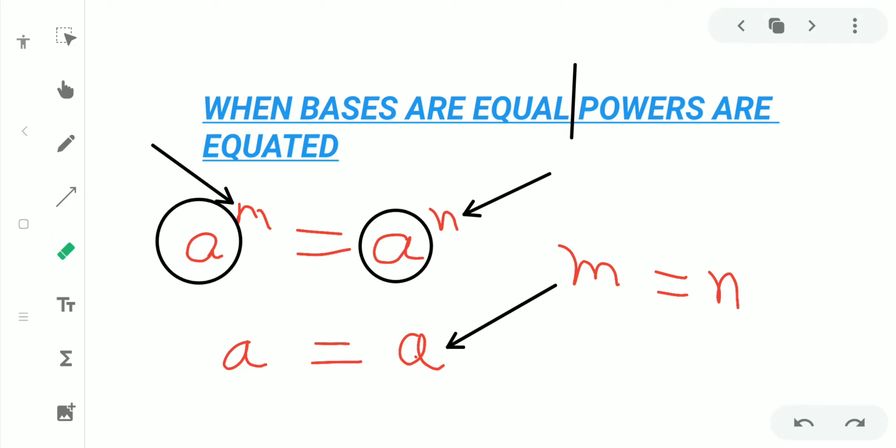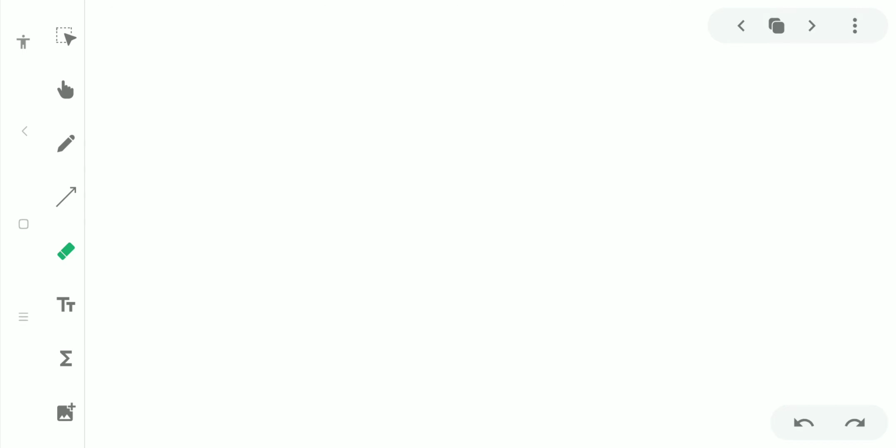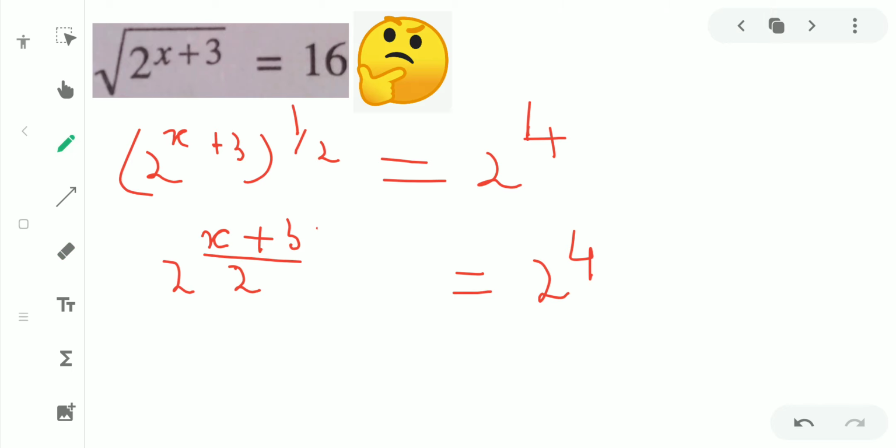So this is a very important tip. This will be given in many questions. Now here bases are equal.